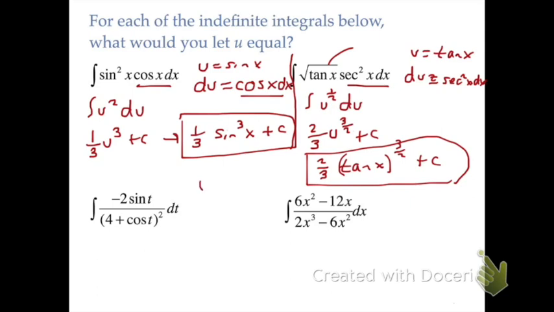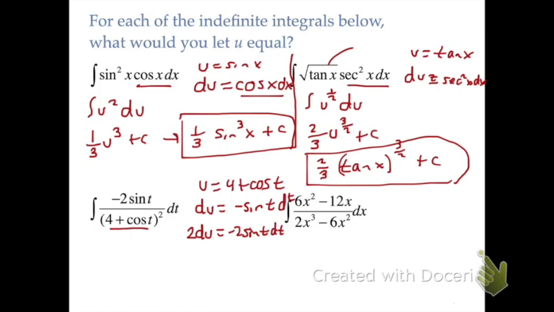So let's take our u as 4 plus cosine t. The derivative of this is negative sine t. So this bottom piece right here will become u squared, because the u will replace the parentheses. But the top has a 2 in there. So we need to get this du equals negative sine t dt to be negative 2 sine t dt. Almost forgot the dt there. So let's multiply by 2. So we have 2 du equals negative 2 sine t dt.